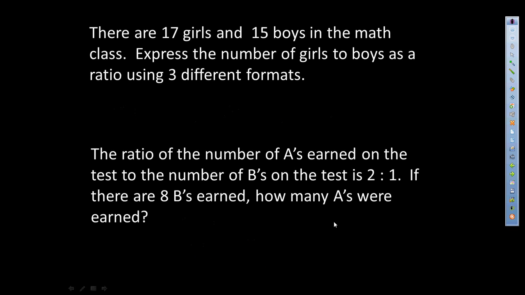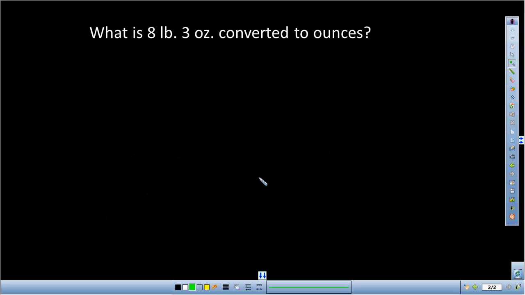Okay, let's take a look at this next example. It says, what is 8 pounds 3 ounces converted to ounces? One thing that will help us on problems like these is what we refer to as the conversion factor. So conversion factor is just a ratio that has both the units we're starting with and the units we're converting to in it. For example, the conversion factor for ounces to pounds is 16 ounces per pound. So in 1 pound we have 16 ounces.